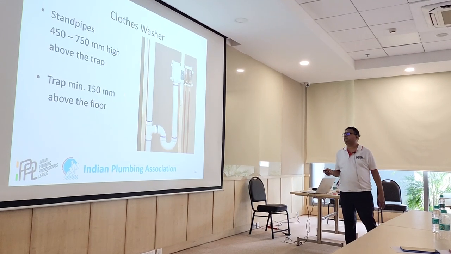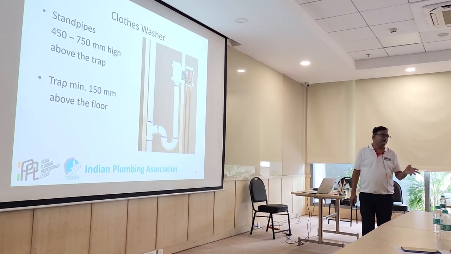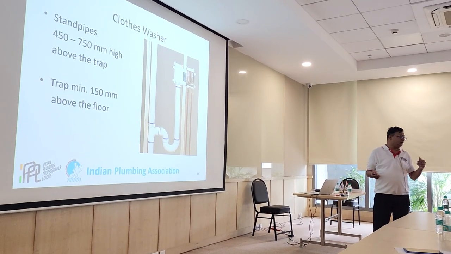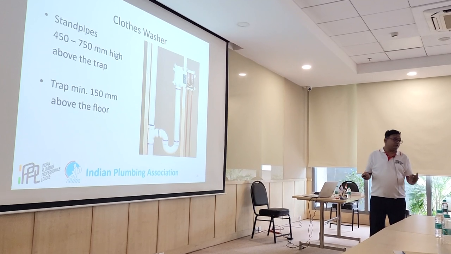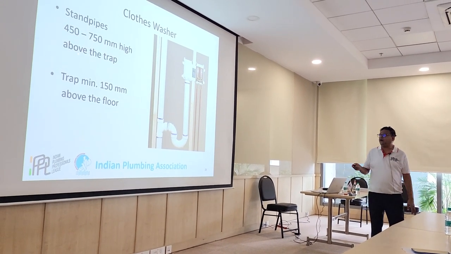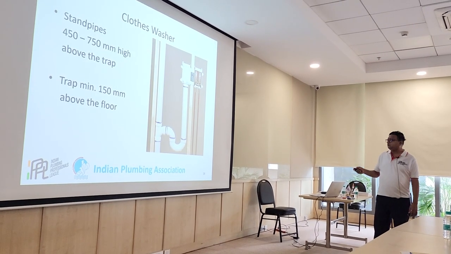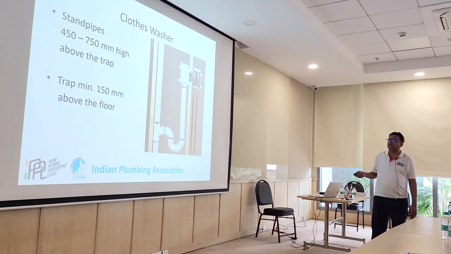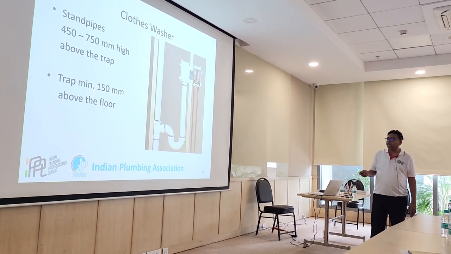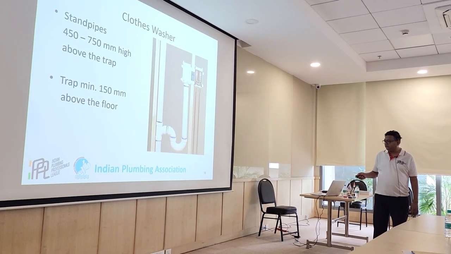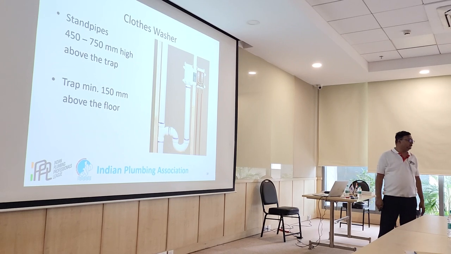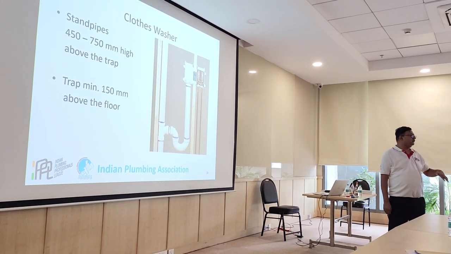Okay, that's why, the waste is organic in nature, and we must provide a separate disposal. Clothes washer, particularly your washing machines. So see the criteria, this is to be noted, maybe for your quiz competition. Stand pipes, 450 mm to 700 mm length above the trap. So this is not more than 750 mm, not less than 450 mm. Trap minimum 150 mm above the floor. So the bottom of the trap should be 150 mm above the floor. It should not be at the floor level.